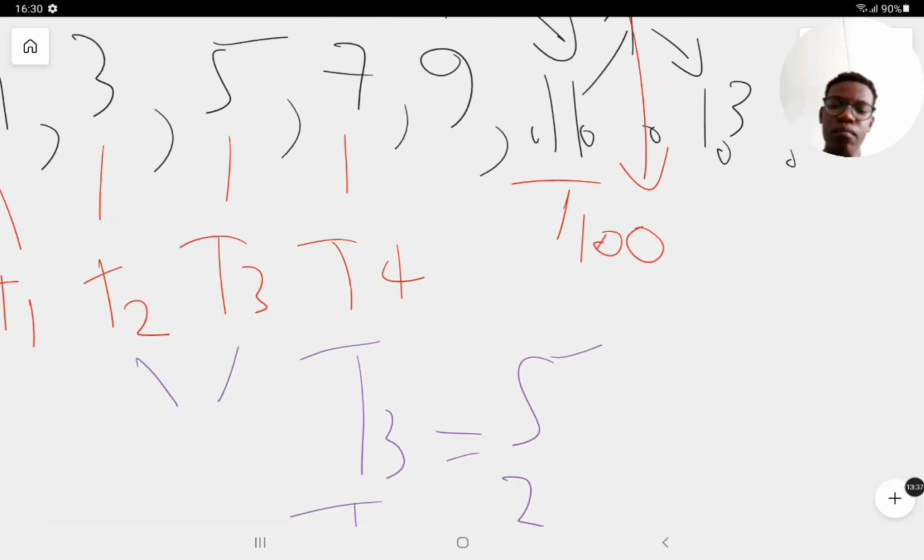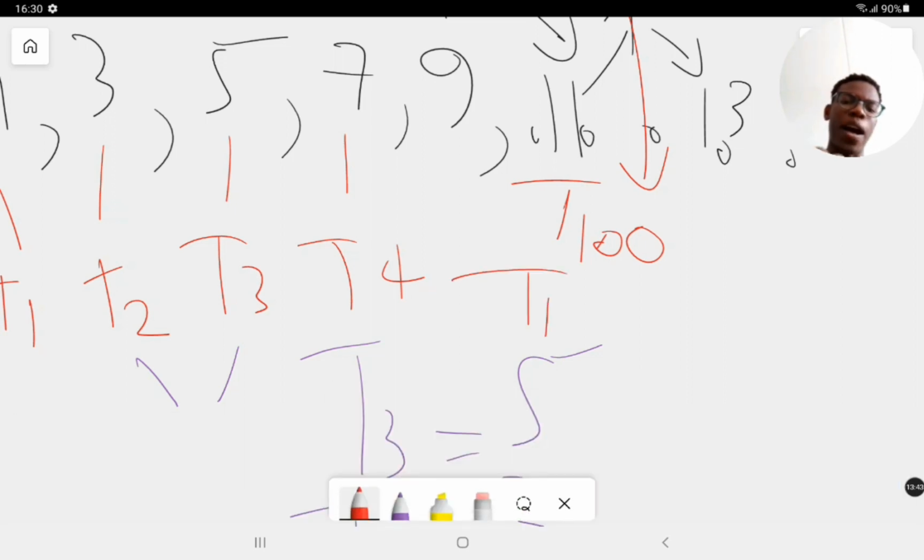What if then they asked you to find term 1 million, the millionth term? You can't keep adding 2. You're going to keep adding 2 thousands of times before you get to term 1 million. Now there is a formula.